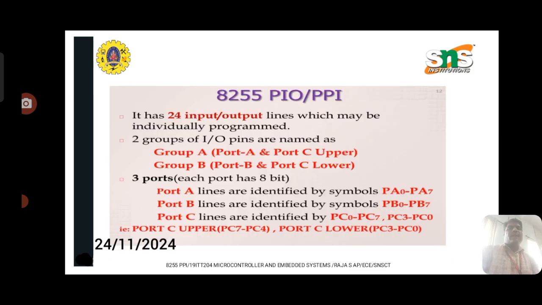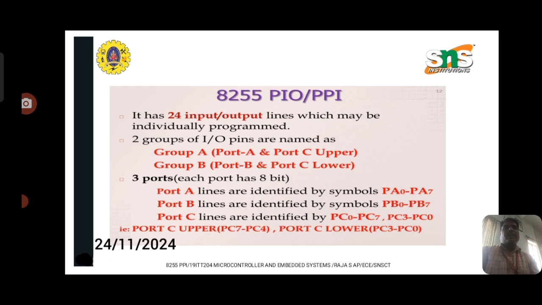The 8255 programmable peripheral interface consists of 24 input-output lines which may be individually programmed. The two groups of input-outputs are named Group A, which is the combination of Port A fully and Port C upper part, and Group B, Port B fully and Port C lower part.